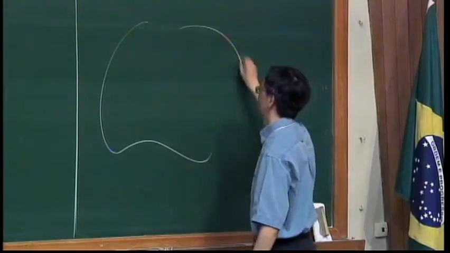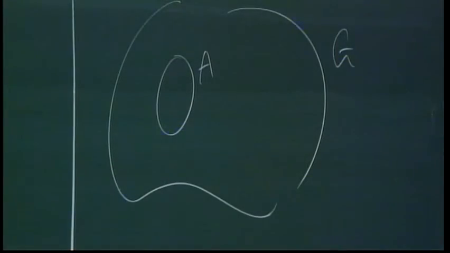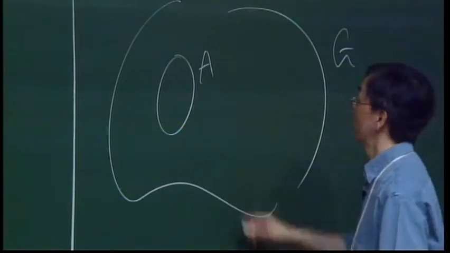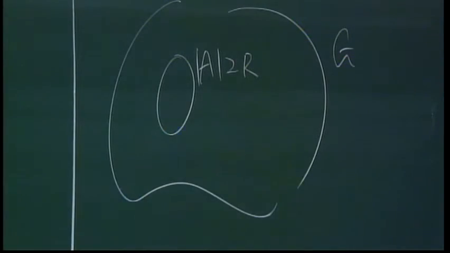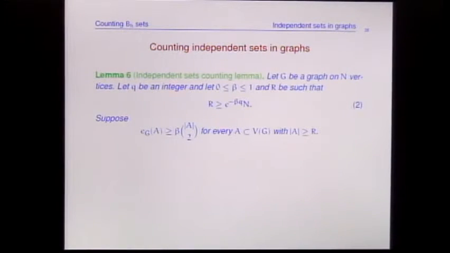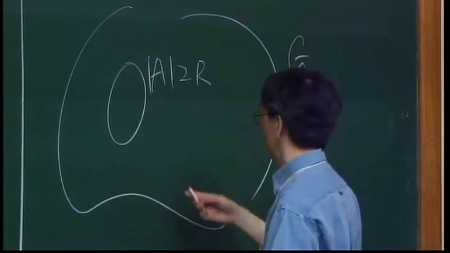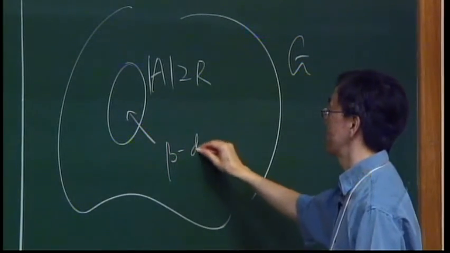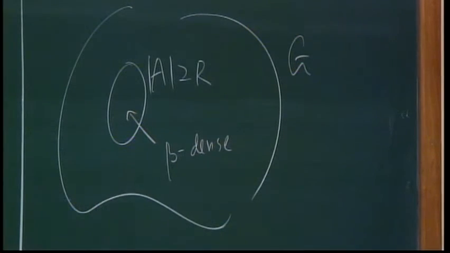So here is G, and I look at A, a subset of vertices. I'm supposed to look at A which is not so small, so this is at least some size. Then the condition on the graph is that I see many edges, namely A choose 2, which is how many edges I could have in this set, and I have a beta fraction of it. One might say this is beta dense, density at least beta. This is the condition you want on your graph.